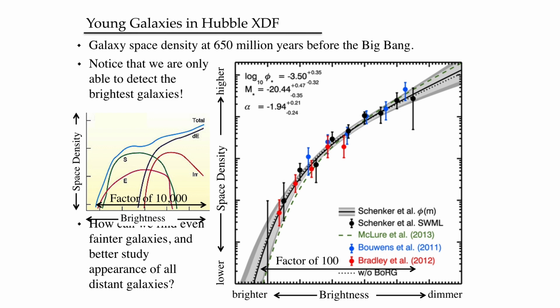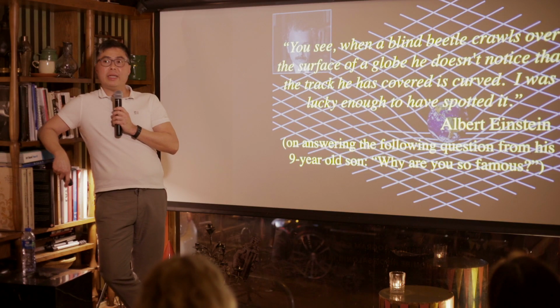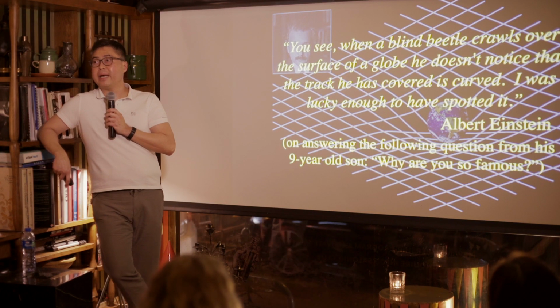Now of course, for these very distant galaxies, we also like to study their appearances. But as I showed you, all these galaxies look like just a blob. So how are we going to study the structure of these galaxies very far away? Well, the key is to use gravitational lensing. Gravitational lensing is a gift from Albert Einstein.